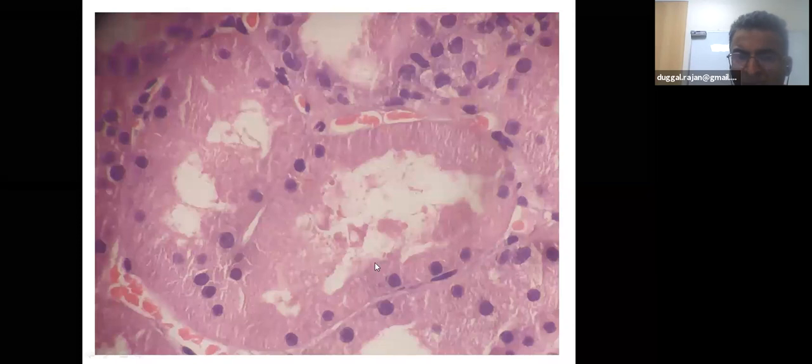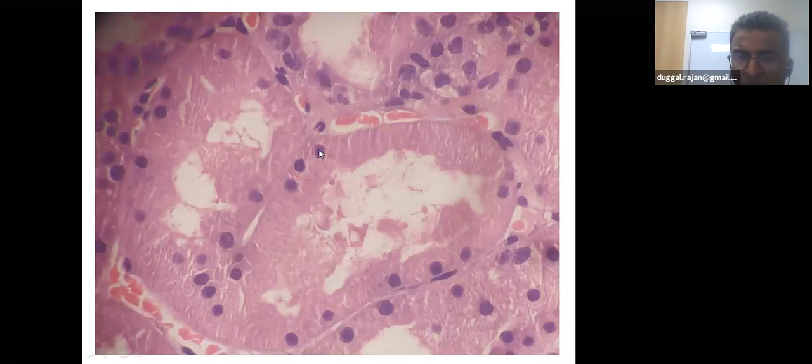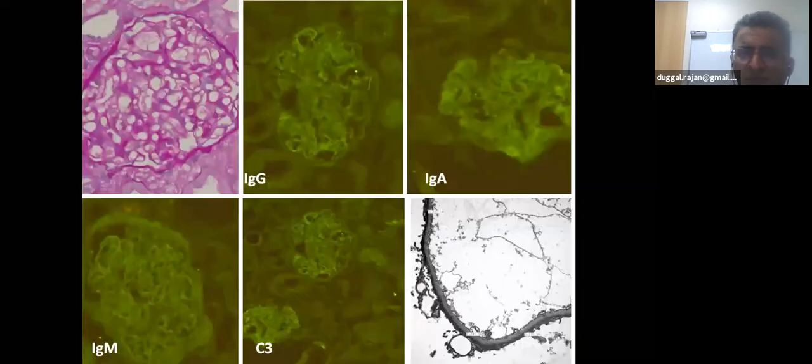So you can appreciate the tubular nuclei here. And suddenly there is complete loss of tubular nuclei in this area. And you can see the tubular brush border, which is dislodged and is seen in the tubular lumen. All these findings are consistent with tubular injury. So there is a diffuse ATN in this, and along with that, there is absolutely normal glomerular morphology.